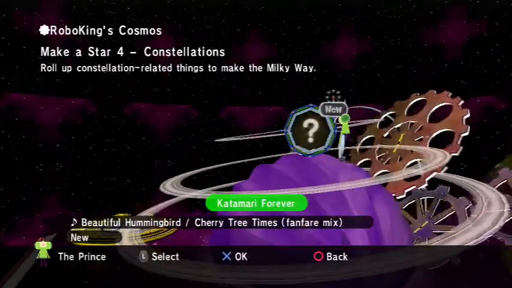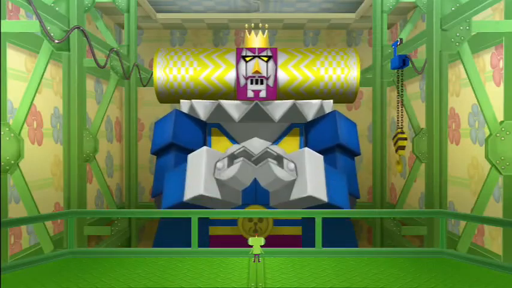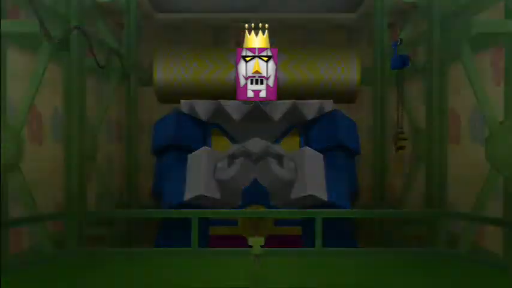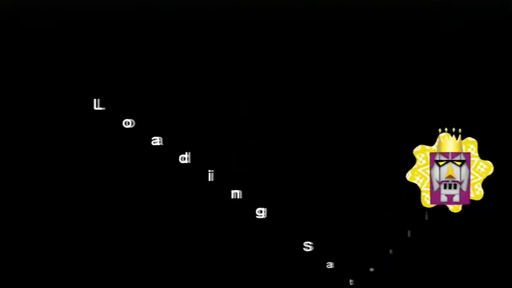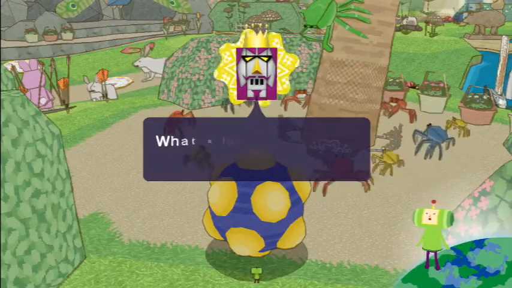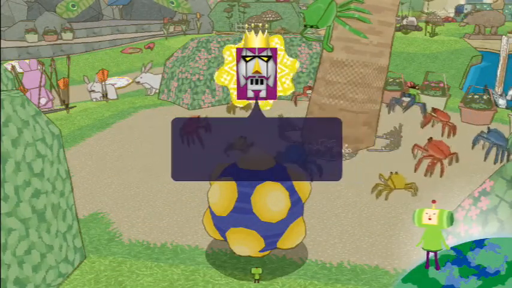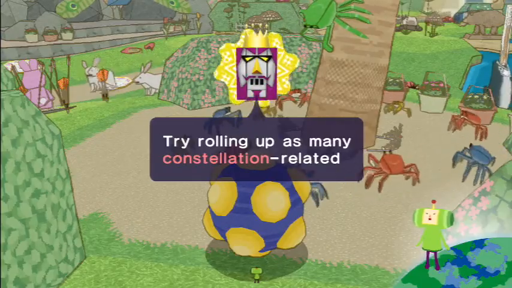Okay, make constellations. Roll up constellations related to the Milky Way. Fortunately, in the previous level, I got like 80 points, so that's good. Unlike the last episode of Game Grumps, they tried that bear level over and over again and kept rolling up a little sign or a little statue. And they're like, we kept failing. This is terrible. So anyways, this is rolling up constellations.